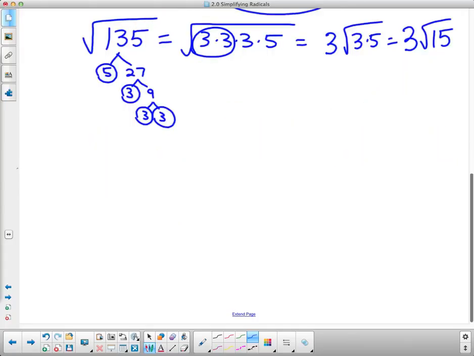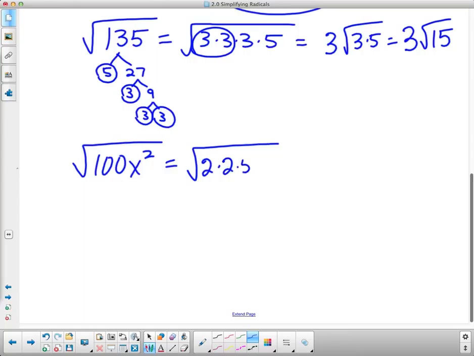All right, so next thing I'll do is throw in some variables. Let's go square root of 100x squared. What would that simplify to be? I think 100 was on the bell ringer. Get your prime factoring. 2, 2, 5 and 5. Okay, that's the number.